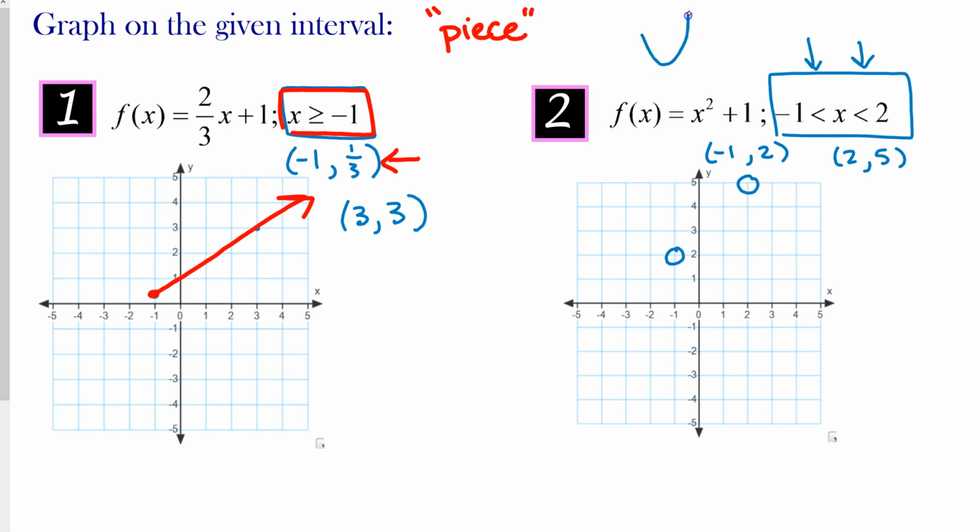It should look like a parabola, but we've shifted it up 1, so the vertex is going to be at 0, 1, and so it's going to look like this. That's the piece that we want. And what you could do if you didn't know where the vertex was going to be is you could just put some other x values in there and plot those points as well.